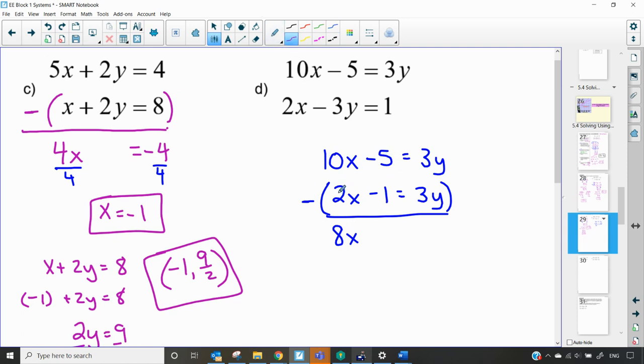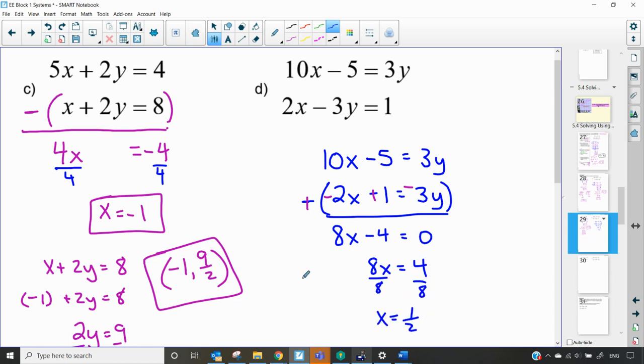So that's important. Sometimes when people are subtracting, they'll actually change the signs to help them not make mistakes. But we've got a negative 5 minus a negative 1, or negative 5 plus 1, which becomes negative 4. And 3 minus 3 is just 0. All right, rearranging, we're going to have 8x equals 4. Divide by 8, divide by 8, x equals 1/2.